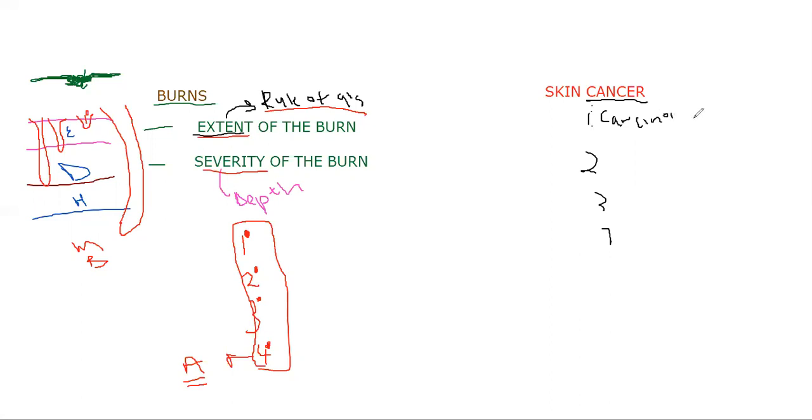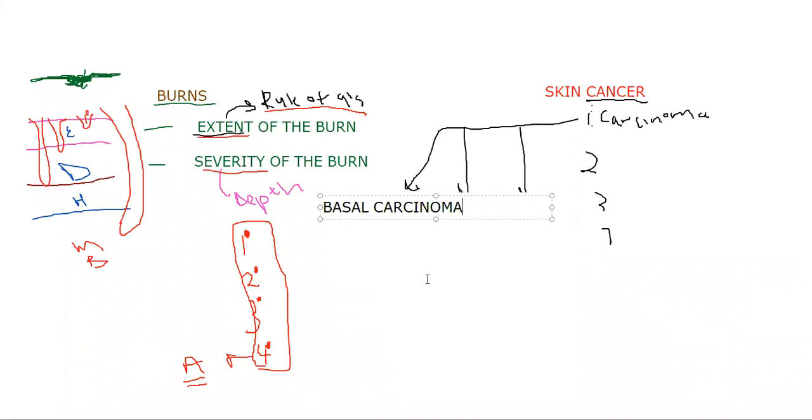So we have three types of carcinoma. Let me just type this in. We have the basal carcinoma. We have the squamous cell carcinoma. This you have to know. They will ask you, I'm 100% sure. You also have to know the melanoma.